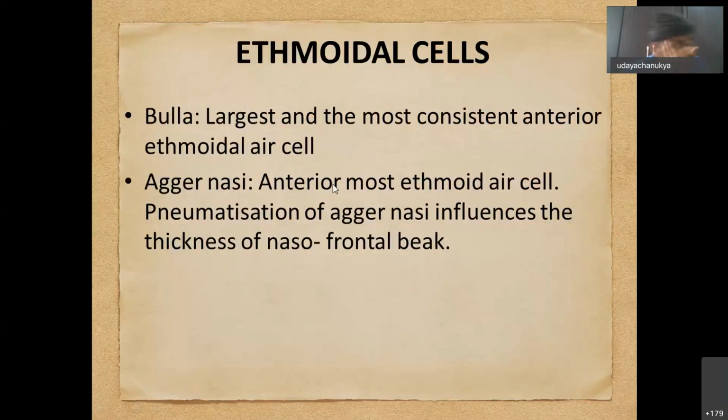Coming to the different types of ethmoidal air cells. There are two most commonly named ethmoidal air cells: the bulla ethmoidalis, which is the largest and the most consistent anterior ethmoidal air cell, whereas the agger nasi is the anterior-most ethmoidal air cell. And what is the clinical significance of its pneumatization? Because pneumatization of the agger nasi influences the thickness of the nasofrontal beak. How? We will learn in a short while.